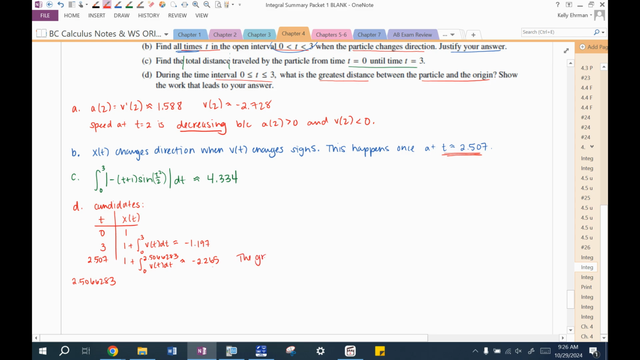So the greatest distance from origin occurs at, what is the greatest distance? Now it's a distance, so make it positive, 2.265. I could say units left of the origin. It does not say at what time that happens, so I guess I can leave that out. But yeah, that is the greatest distance.